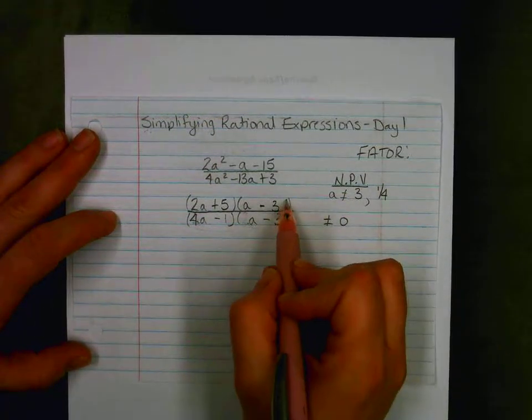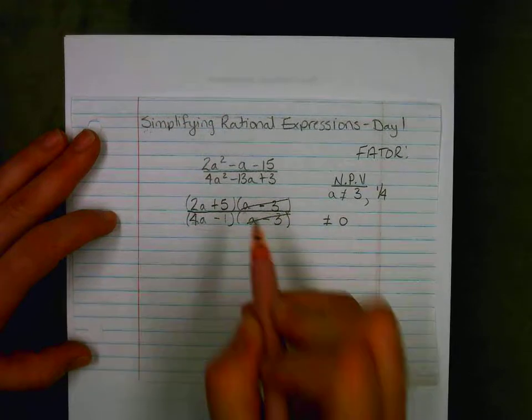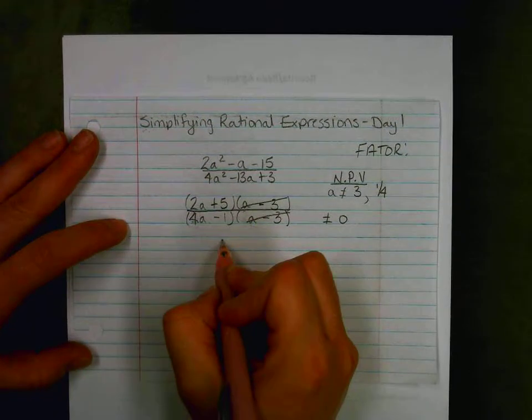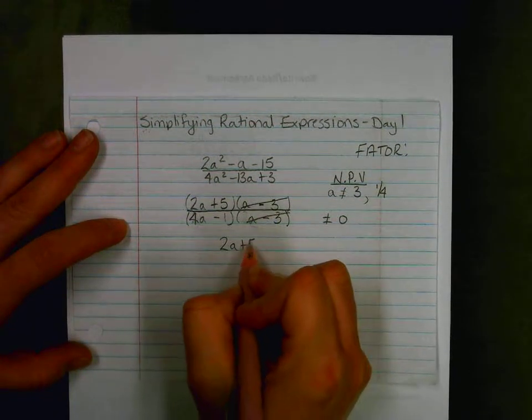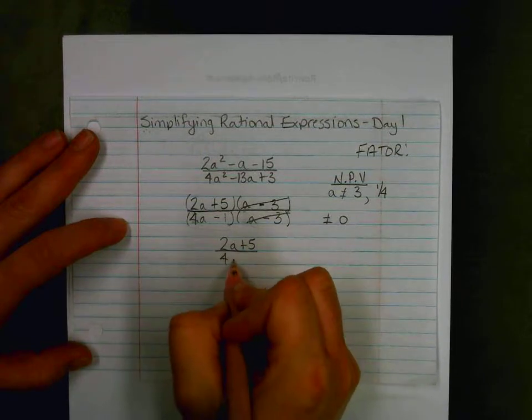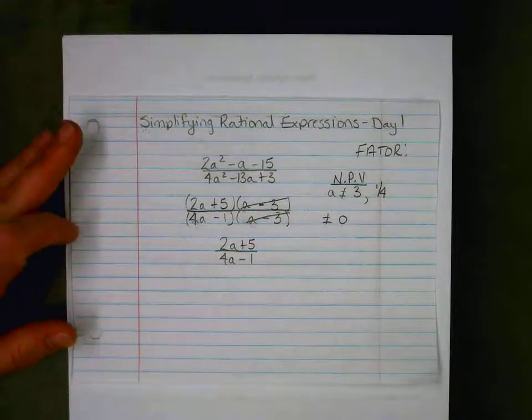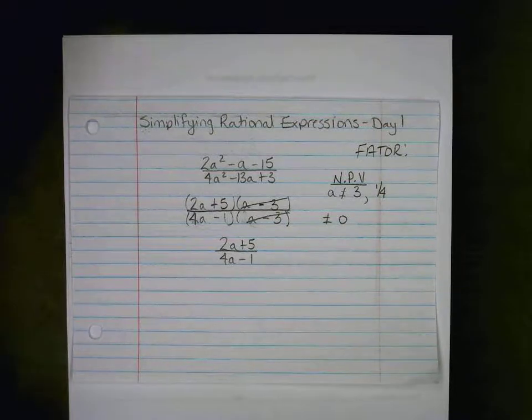So I'm going to now cancel my a minus 3's, or my common factors, and I'm left with 2a plus 5 over 4a minus 1. And that is simplifying rational expressions.